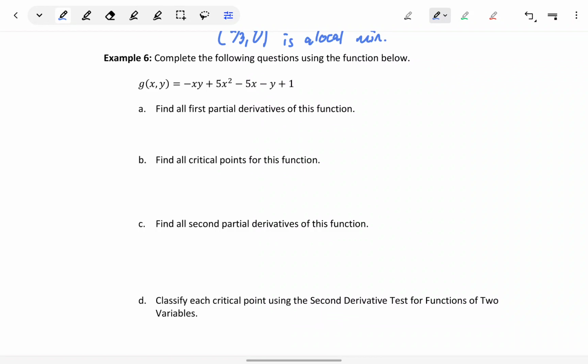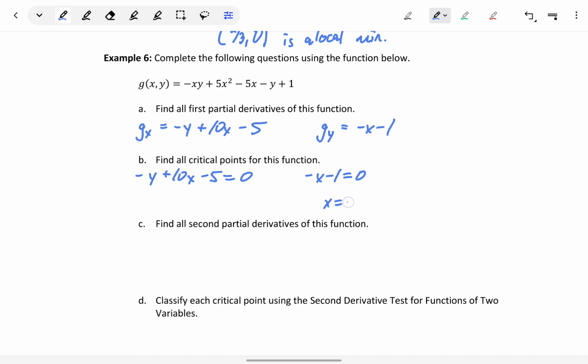In example 6, we have the same process. We'll start off by finding g sub x, which will be negative y plus 10x minus 5, and g sub y, which will be negative x minus 1. We take each of those first partial derivatives, set them equal to 0, and solve. In this case, it's much easier to solve negative x minus 1 is equal to 0. That will give us x is equal to negative 1.